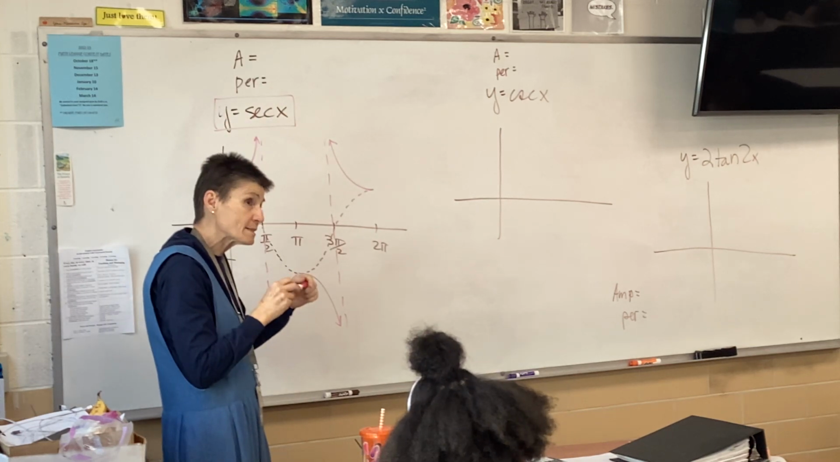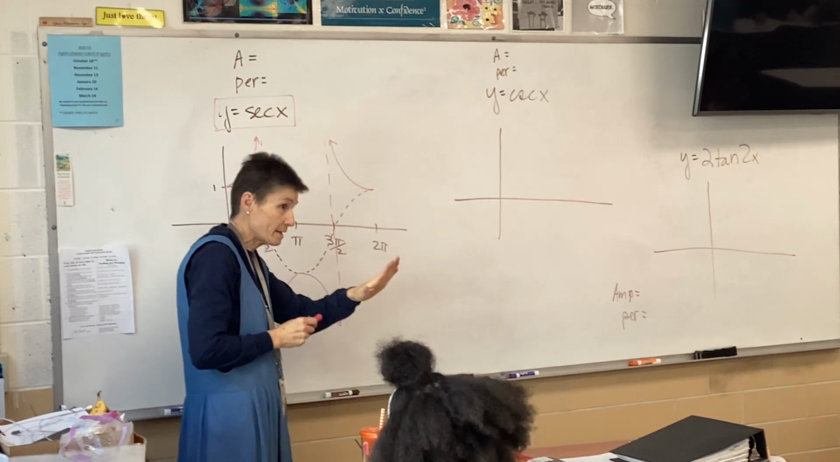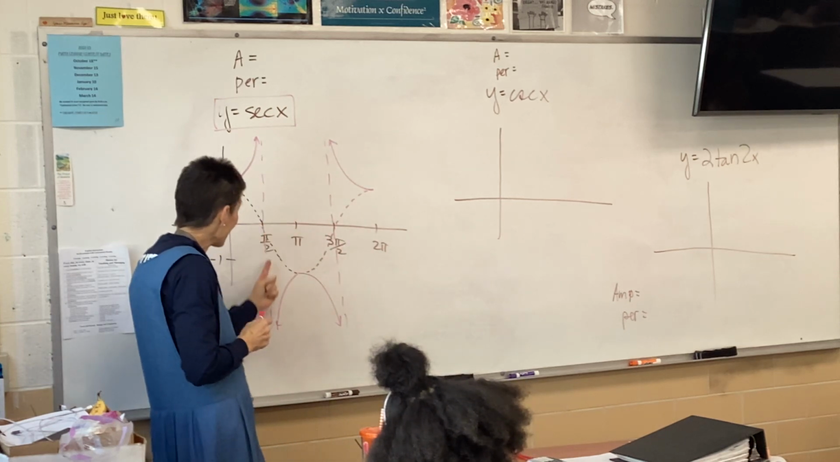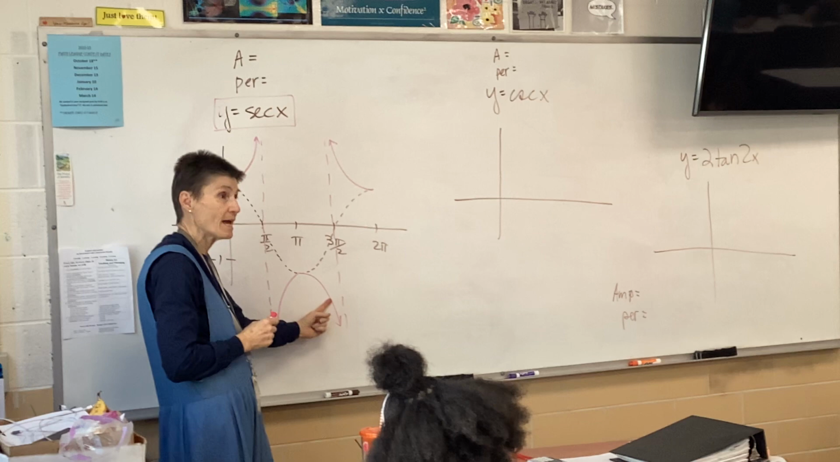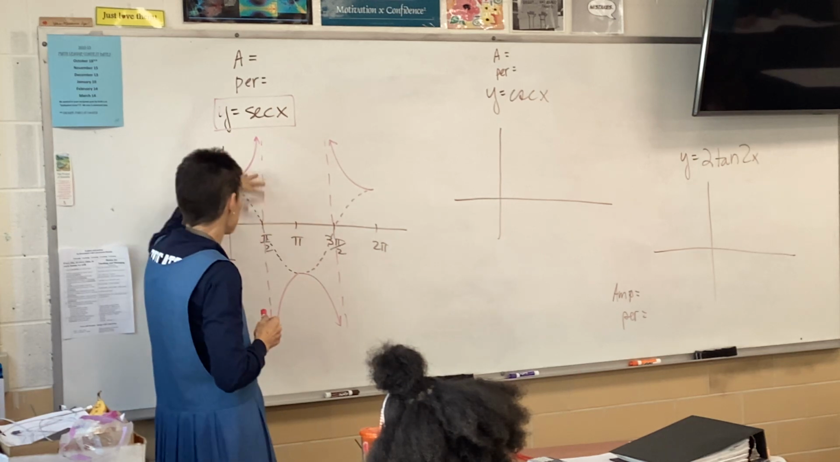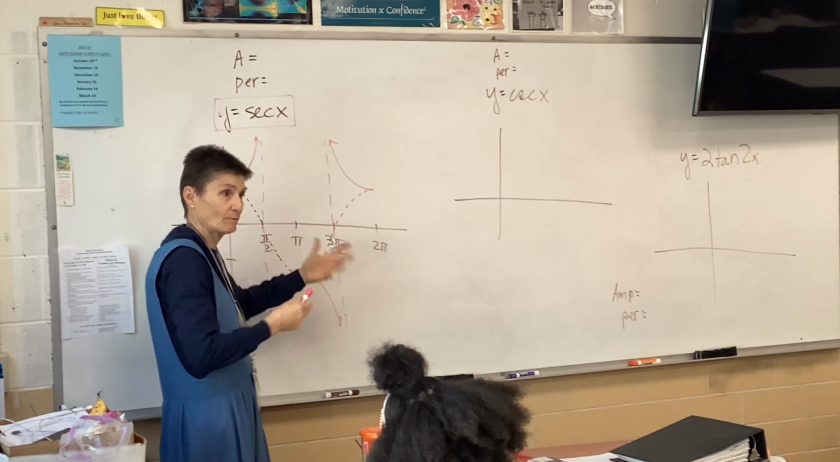So how do I draw a secant? I draw a cosine, drop in asymptotes where it crosses the x-axis, and then just turn the hills into valleys and vice versa, flip them over.